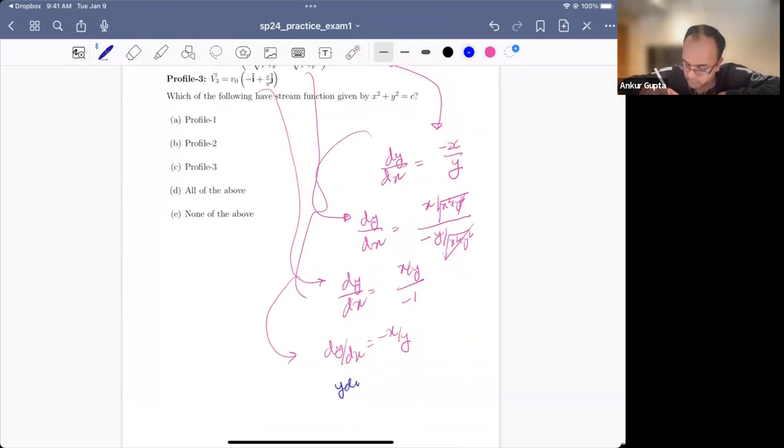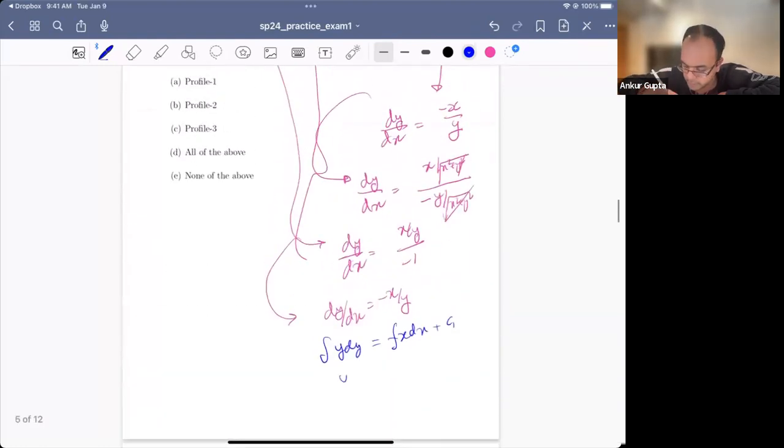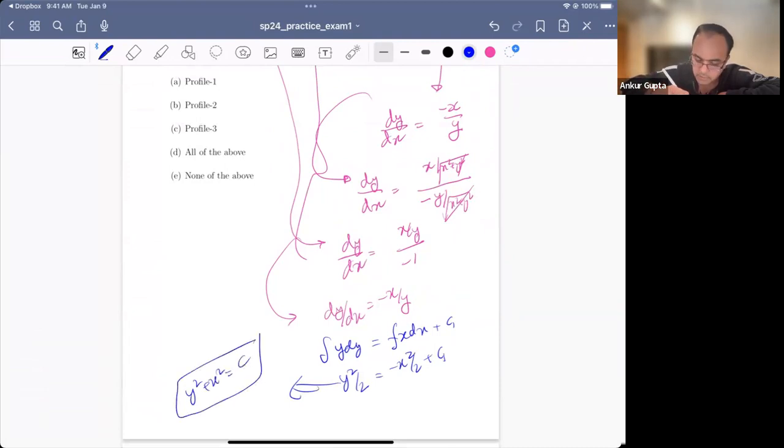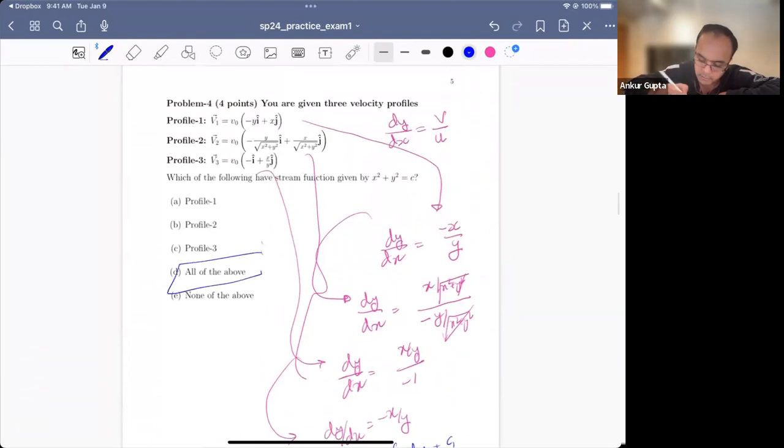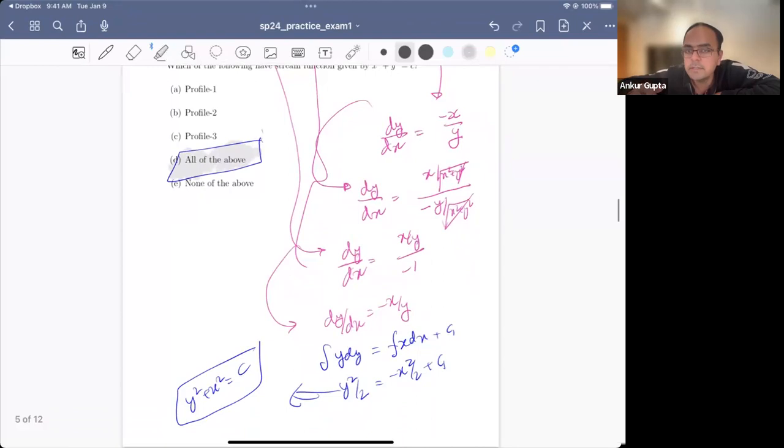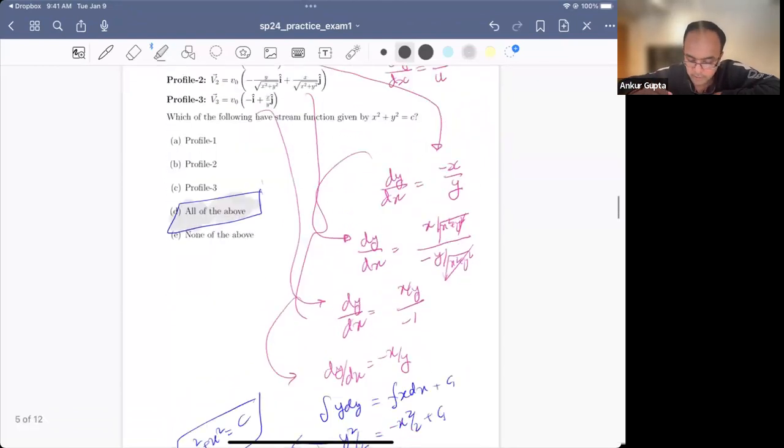So we get y dy, we do an indefinite integral of x dx plus some constant c1. It's pretty simple. So you get y squared by 2 is equal to minus x squared by 2 plus c1. So this simply becomes y squared plus x squared is equal to 2c1, but 2c1 could be just simply c. So we get x squared plus y squared equal to c. So we have all of the above. Pretty simple. Just be a bit careful when you're trying to calculate these things, but essentially the ratio is the same. So you will always get the same kind of profile for all of them. Pretty straightforward, hopefully. All right, let's keep going.